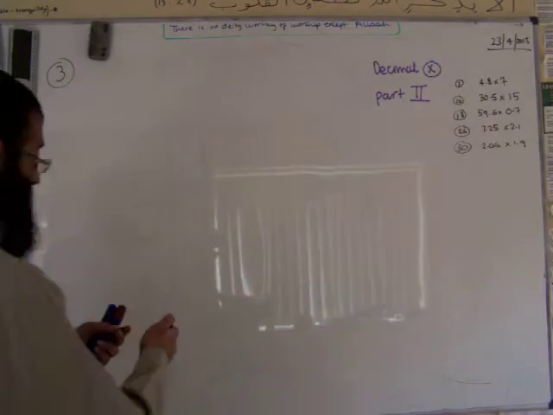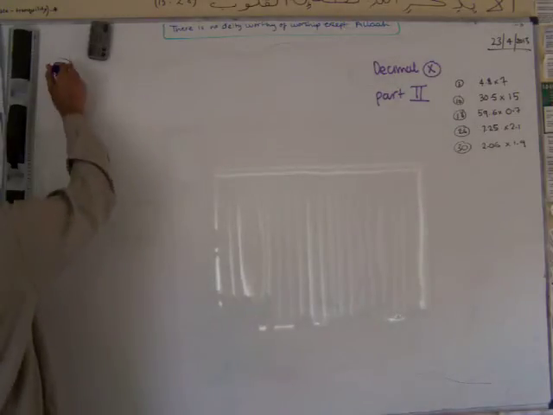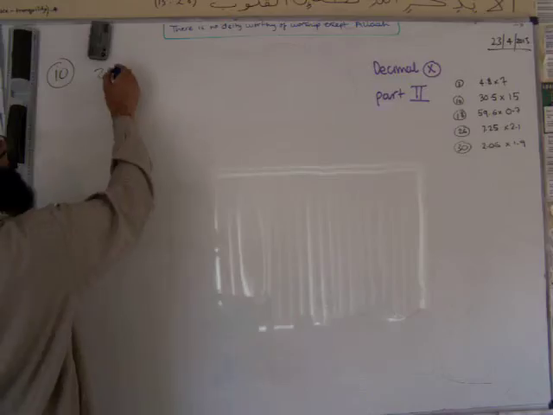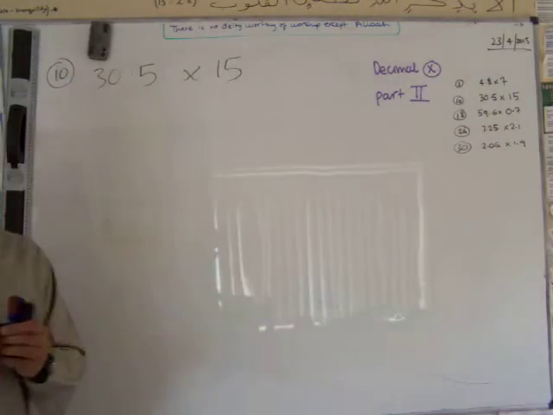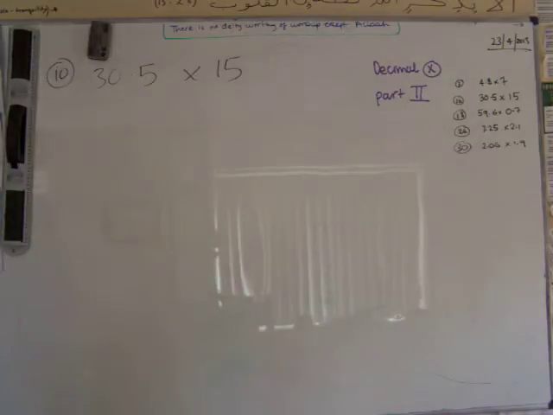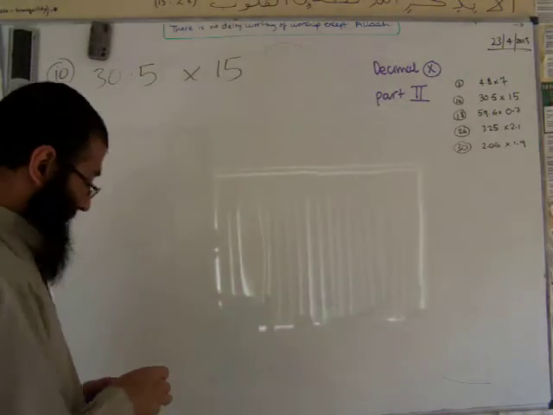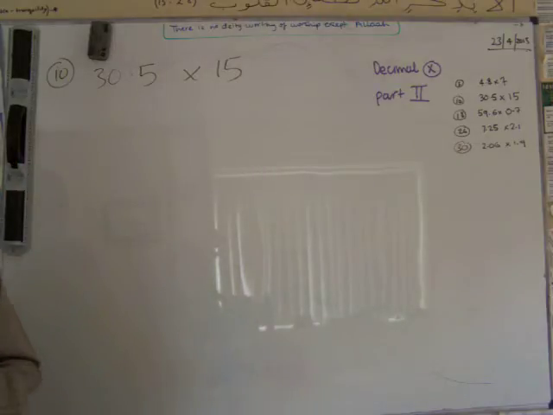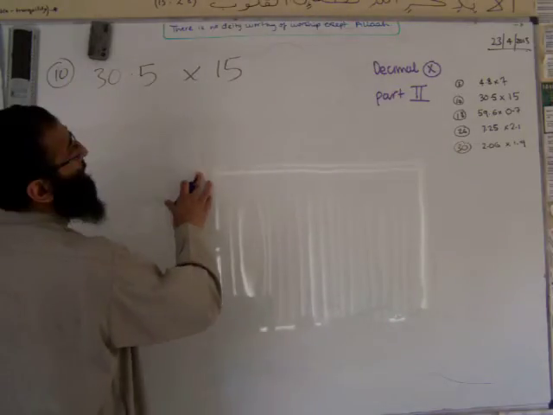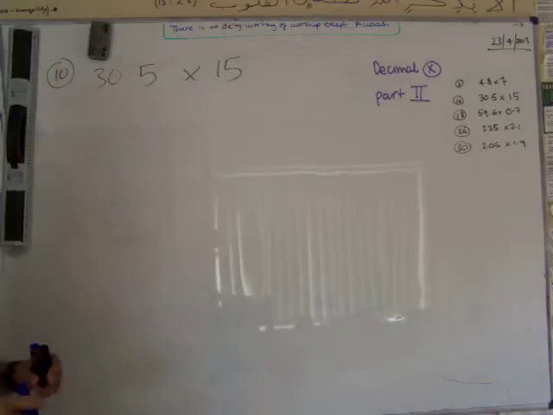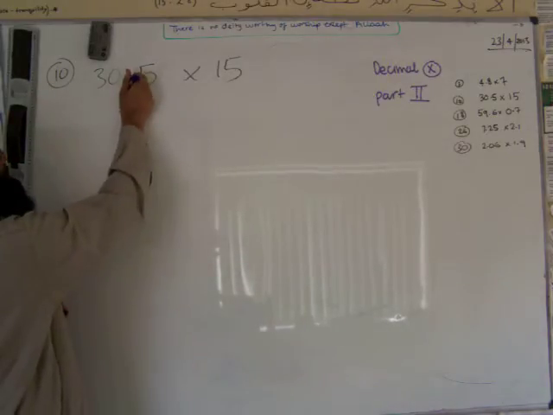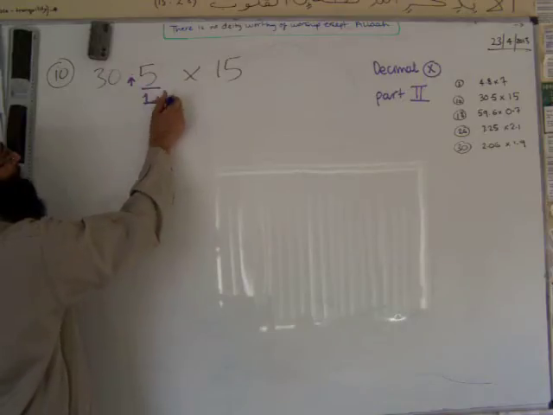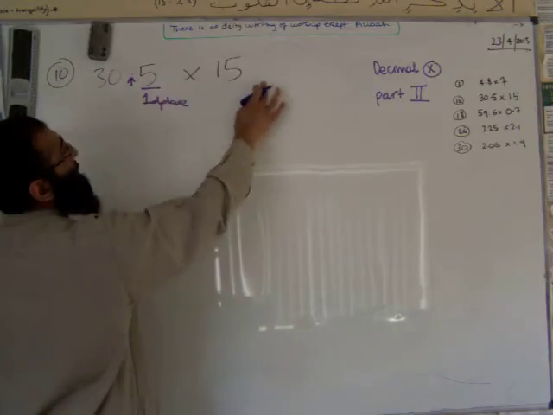All right, let's carry on with question 10. 30.5 times 1 times 15. We're going to count the number of decimal places in the question. We have 30, there's the point, so we have 1 decimal place. We have no decimal places over here.